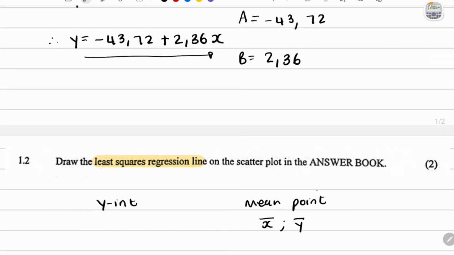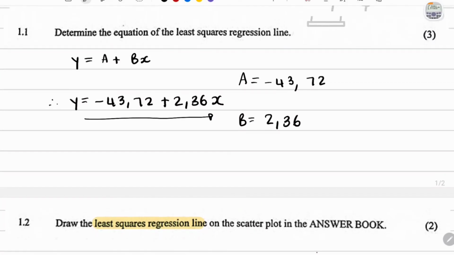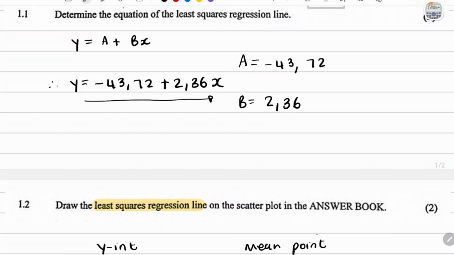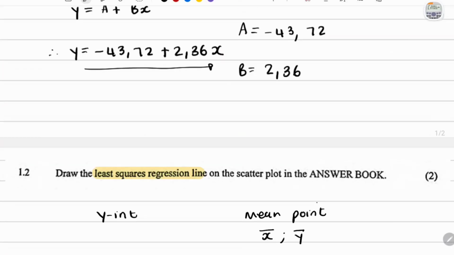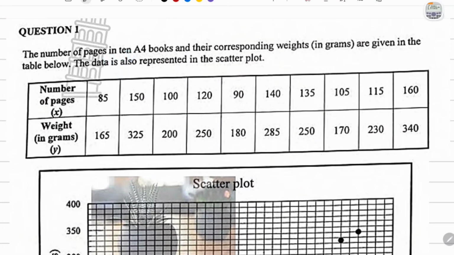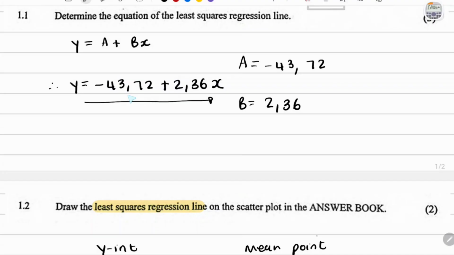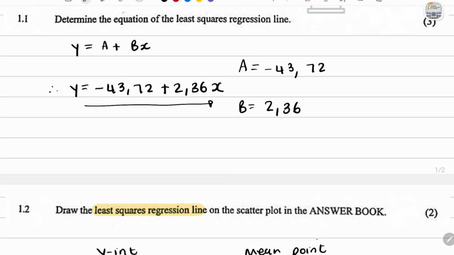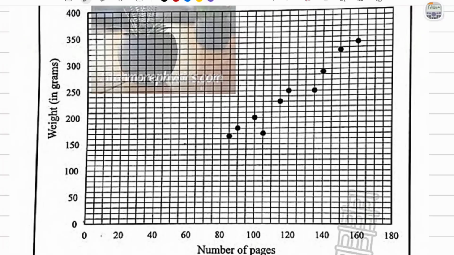But the thing about this, and the reason I can't really take this, you have to also look at it within the context of what's been represented, okay? What are we actually looking at here? In this situation, the study is based on the number of pages in 10 A4 books and their corresponding weights. If the y value, the y-intercept, is negative, the y values that we have here are the weights.